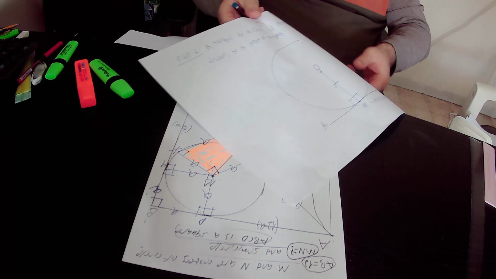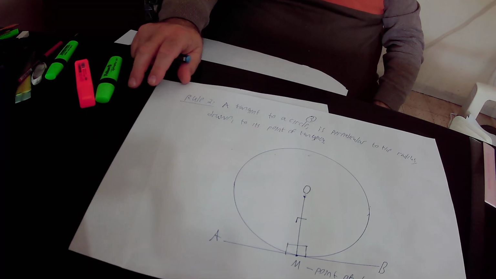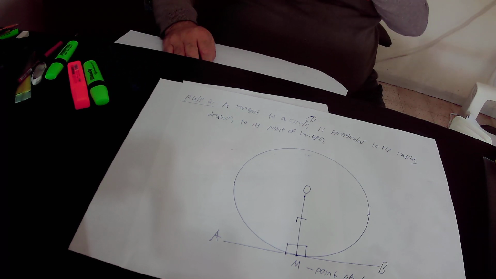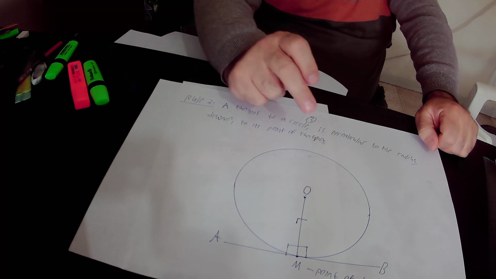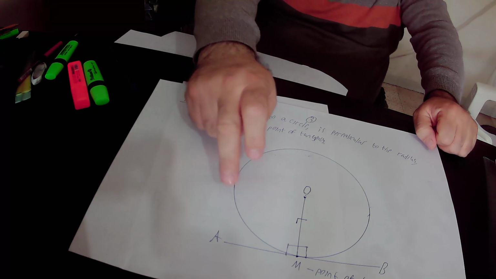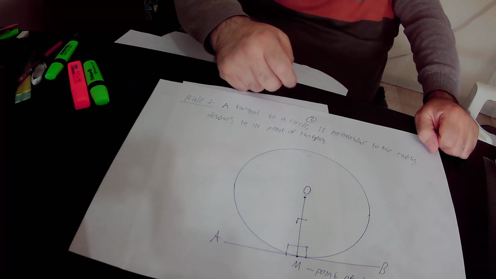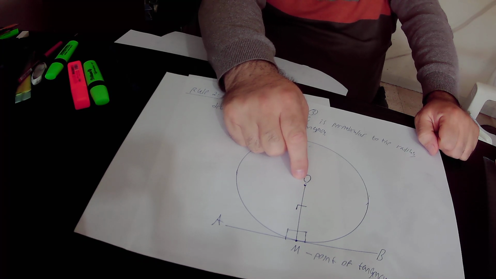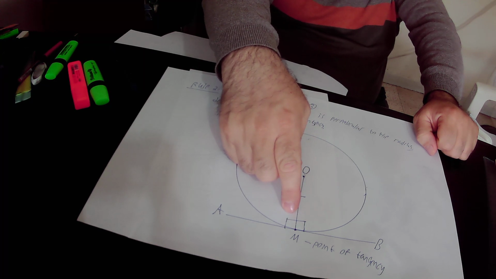Then I presented to you rule number 2. According to rule number 2, a tangent to a circle is perpendicular to the radius drawn to its point of tangency. Here the center of this circle is point O, and we have tangent AB that is tangent to this circle at point M. Point M is the point of tangency. OM is the radius of this circle because it starts from the center, point O, and ends at point M, a point on the circle itself. Therefore OM is the radius of this circle.